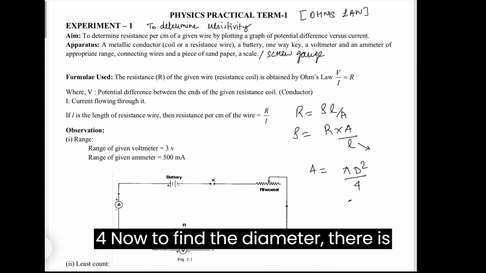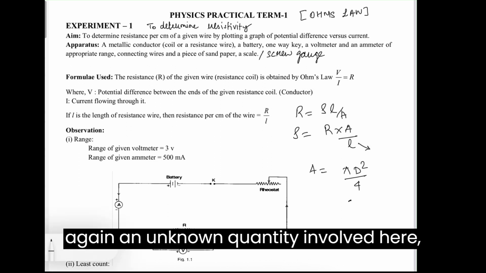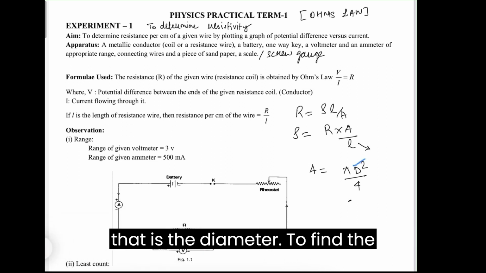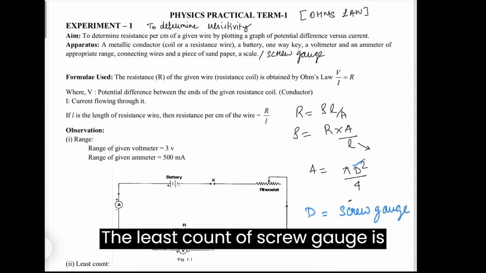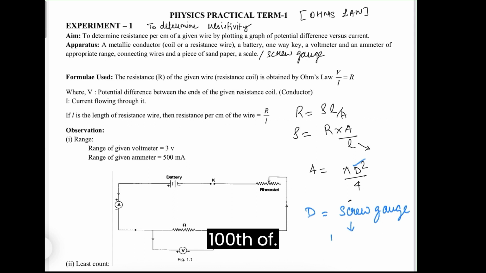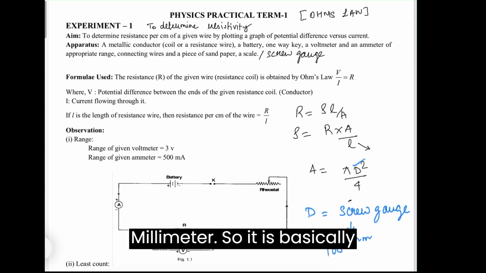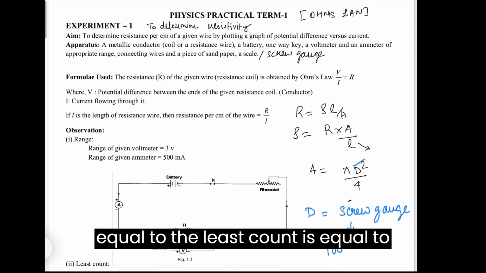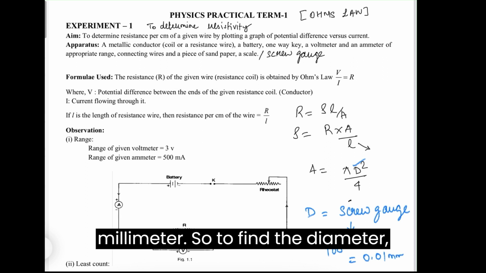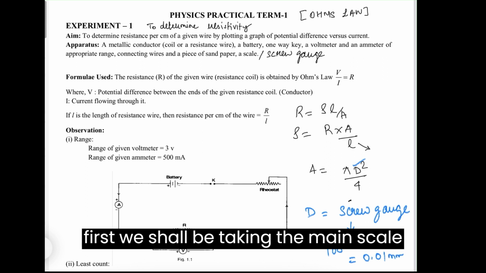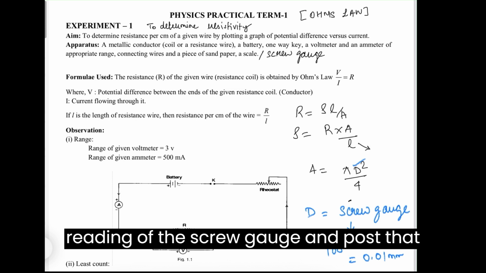Now to find the diameter, there is again an unknown quantity involved here, that is the diameter. To find the diameter, we shall be using the instrument called screw gauge. The least count of screw gauge is 1/100th of a millimeter. So the least count is equal to 0.01 millimeter.